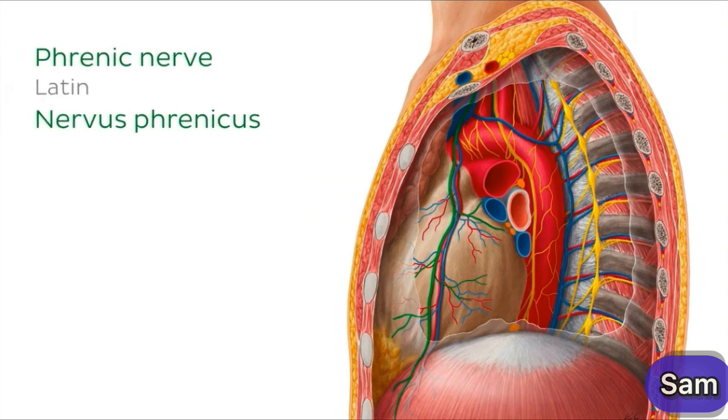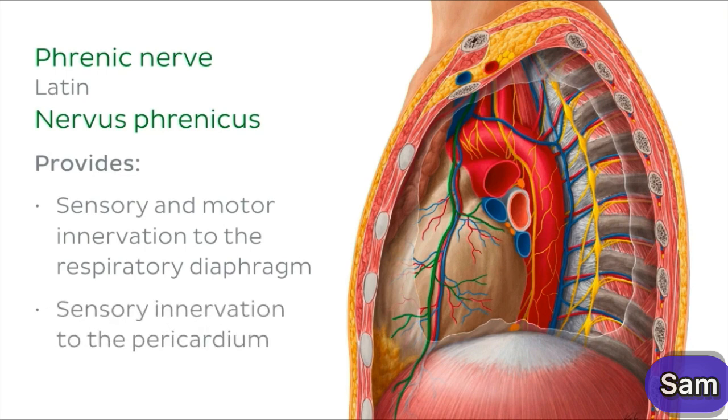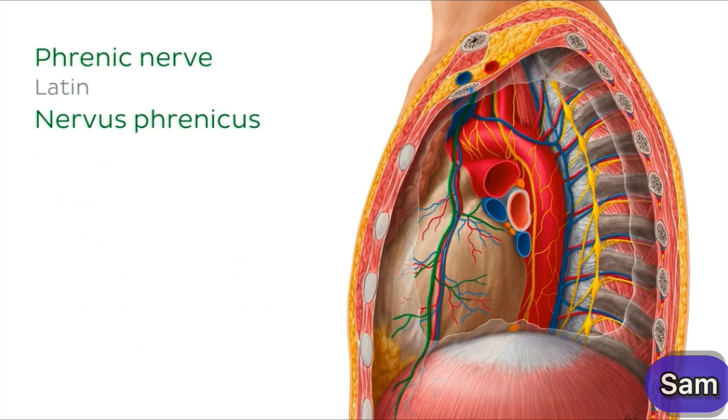The phrenic nerve provides both sensory and motor innervation to the respiratory diaphragm, as well as sensory innervation to the pericardium of the heart. As you can see in the illustration, the phrenic nerve descends into the superior mediastinum between the subclavian artery and the brachiocephalic vein. The phrenic nerve then passes anterior to the root of the lungs, which will help you distinguish it from the vagus nerve in your dissection class.